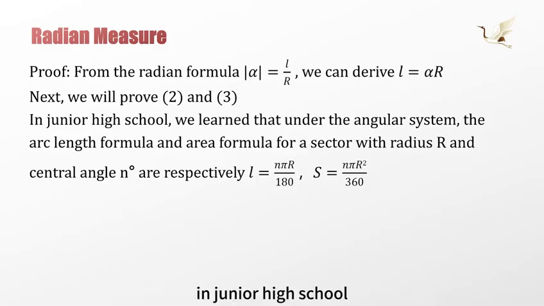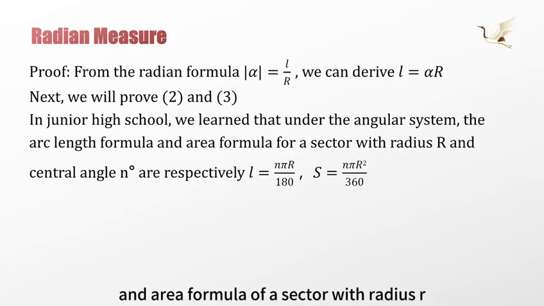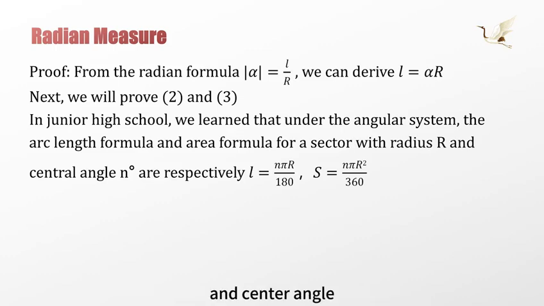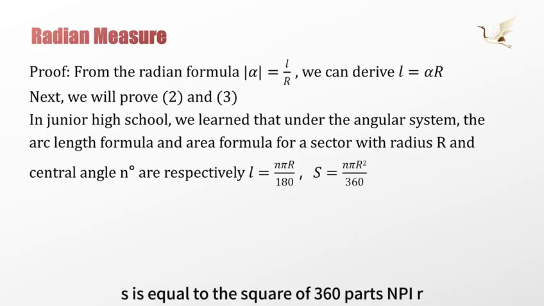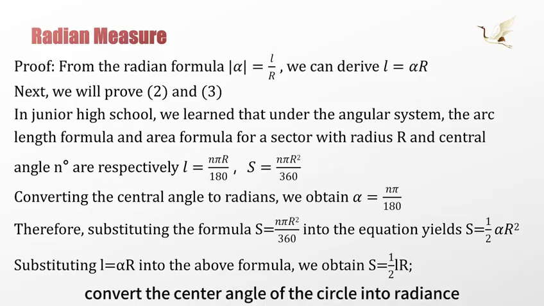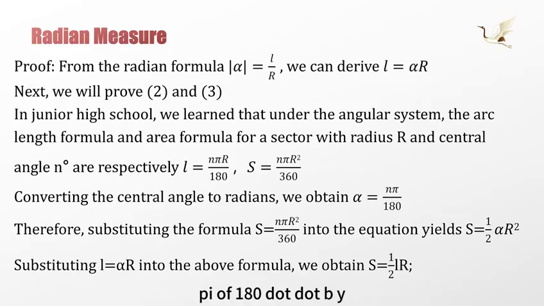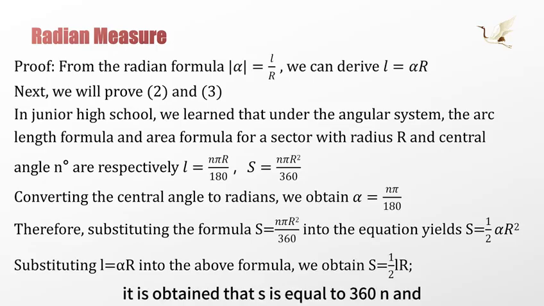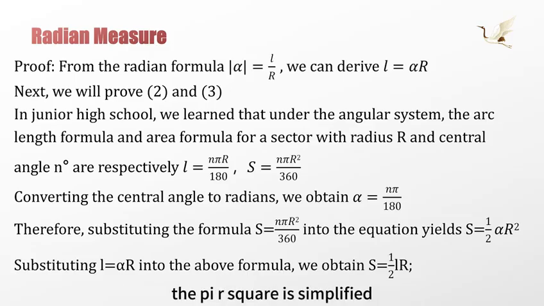In junior high school, we learned that the arc length formula and area formula of a sector with radius r and center angle n degrees are L equal to n pi r over 180, and S is equal to n pi r squared over 360. Convert the center angle of the circle into radians to obtain alpha equal to n pi over 180. By substituting it into the formula, we get S equal to n over 360 times pi r squared, which simplifies to S equal to half alpha r squared. Then substitute L equals alpha r into the above equation. You can get that S is equal to 1/2 L r.